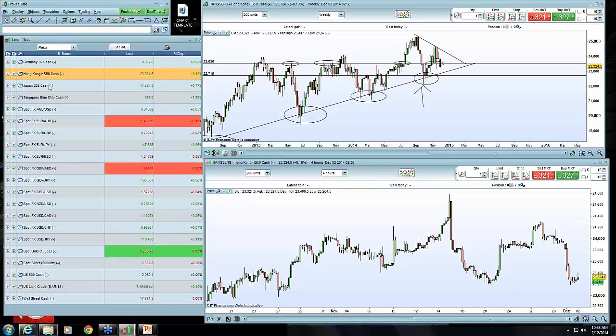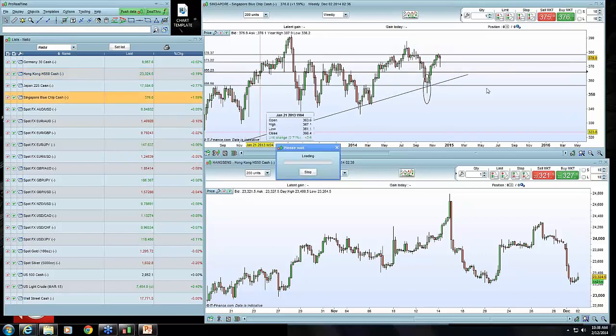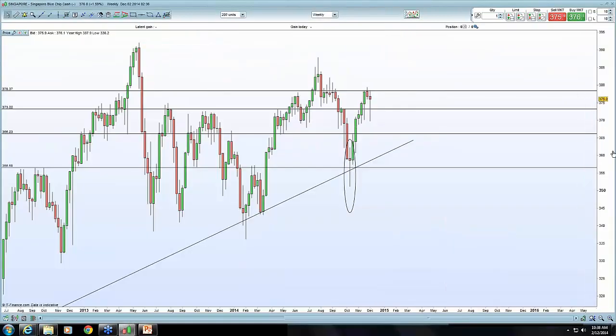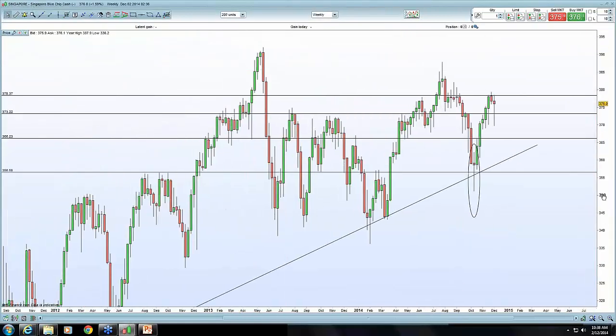Now, Mr. Rama has a question on Singapore blue chip. Let me just have a quick look. Okay, Singapore blue chip. This is a weekly chart.